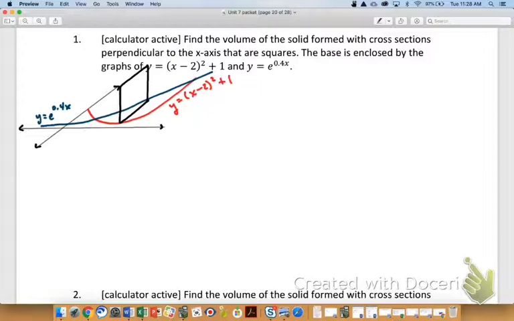So here's what I would write. As soon as I read all that, maybe I have the graph in front of me, I would write volume equals integral of side squared dx. That's where I'd start, because I know that the area formula for a square is side squared. I'm putting that big parentheses squared, and I know it's perpendicular to the x, so I'm writing dx.